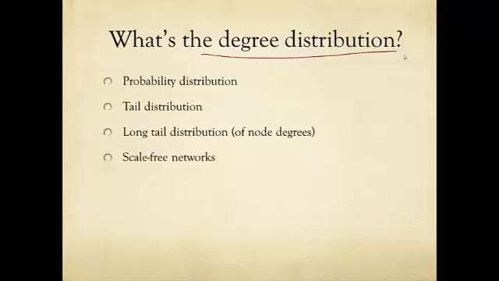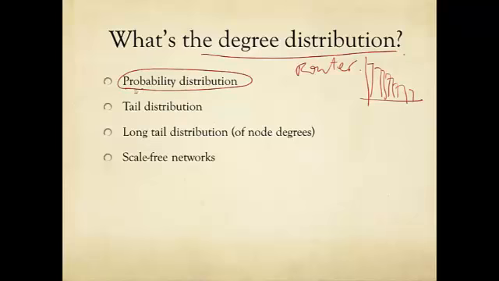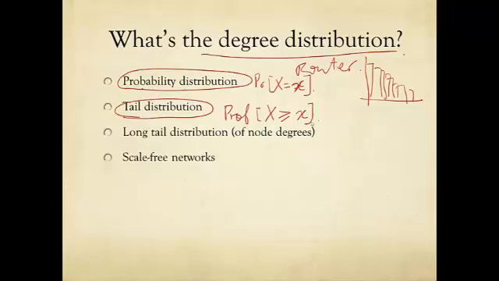Alright, so what is the degree distribution we observe for router level graphs? Well, we can tabulate these degrees into a histogram. And we can therefore construct the probability distribution. Let's say the probability that a node's degree x is assuming a certain specific value, small x. And often people look at the tail distribution, which is the probability that the node degree x is bigger than or equal to a specific value, small x.